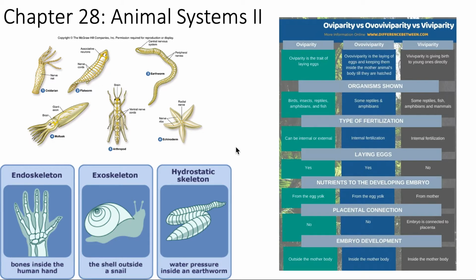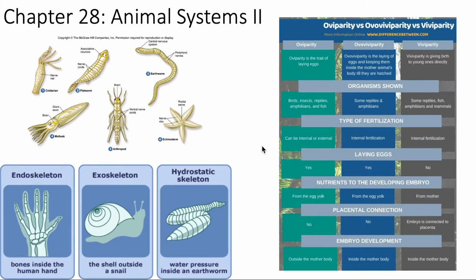Okay. So the next thing we're going to talk about is that of reproduction. I want to go over some of the different types of reproduction. You have oviparity or oviparous, ovoviviparous, and viviparity. Okay, oviparity is going to lay eggs. Pretty much what this means is oviparous is developed outside of the mother.